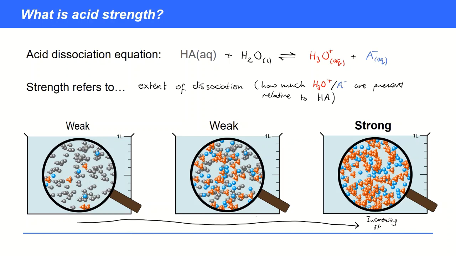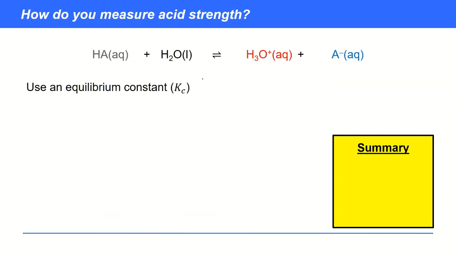And like many things that you learn about in chemistry, you start by introducing the extreme cases, strong and weak, and then gradually over time you realize that there's actually a continuum of strength. And mathematics is a powerful tool to help us to understand that. So how do you measure acid strength?